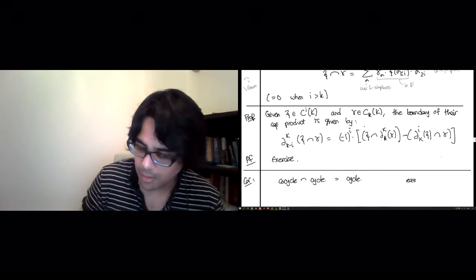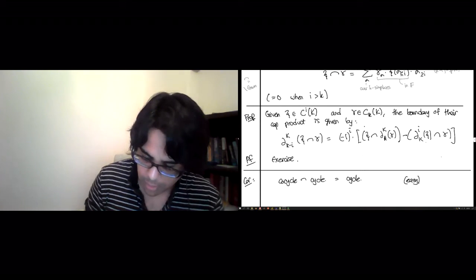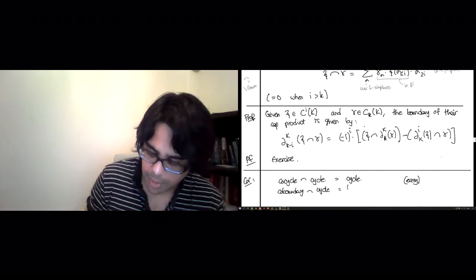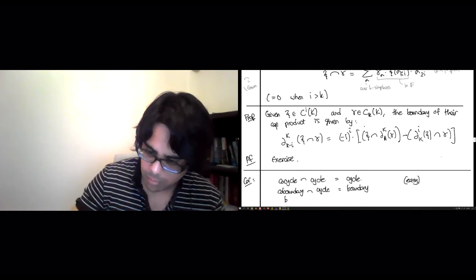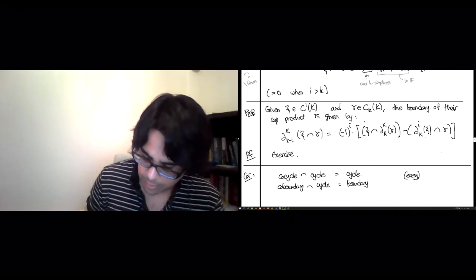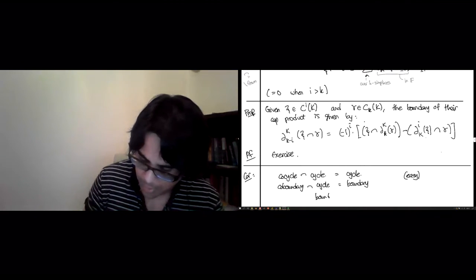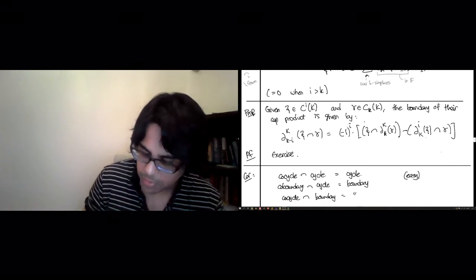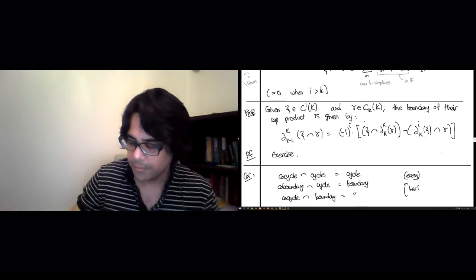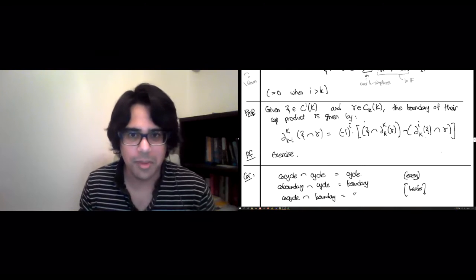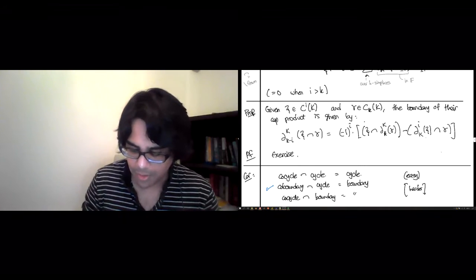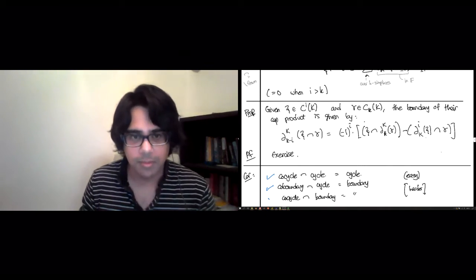So this is easy. It takes a little bit more work to check that co-boundary cap cycle is boundary. And that the other thing, so boundary here and cocycle here, that this is also boundary. So these are a little bit harder. But again, not so bad. Baby algebraic manipulations. At least this one is in the accompanying lecture notes, and this one's an exercise. And this one's sort of completely straightforward.